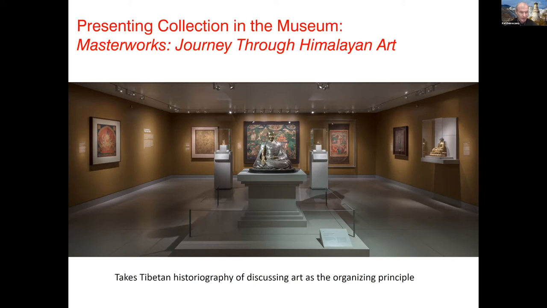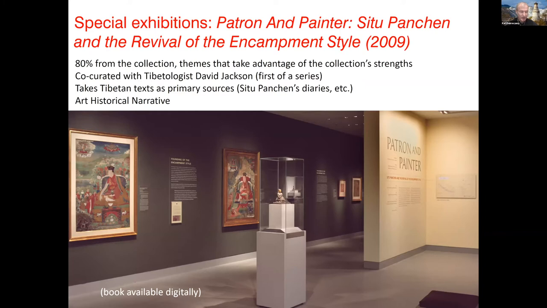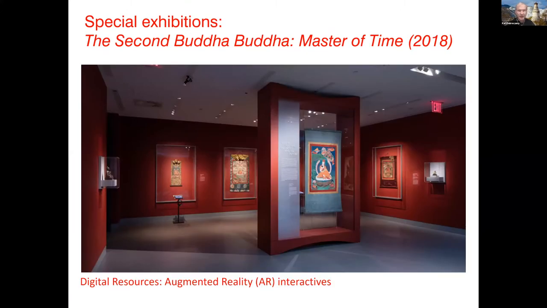But we also have special exhibitions with themes that take advantage of the strengths of the collection. So for instance, Patron and Painter: Situ Panchen and the Revival of the Encampment Style, in 2009, was 80% drawn from the Rubin Museum collection and co-curated with the Tibetologist David Jackson. It was the first of a series of 5 exhibitions and 6 publications. This exhibition takes Tibetan texts as its primary source to inform the narrative, especially Situ Panchen's diaries, and it's largely an art historical narrative.